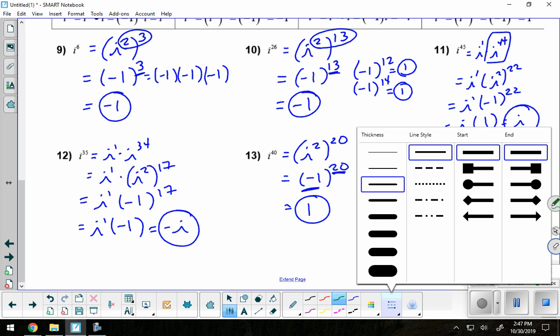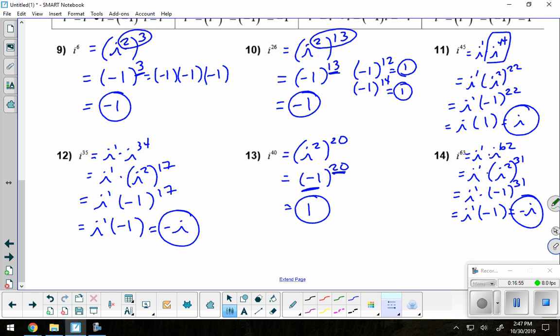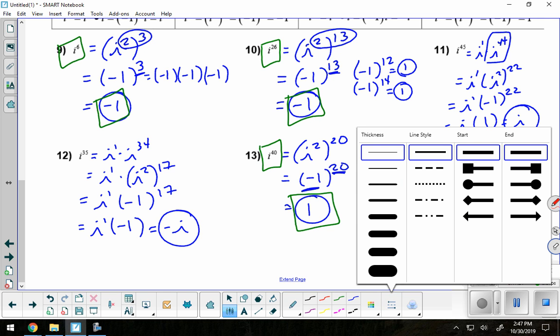Okay, so if you notice, kind of highlight something here. Change my color so you guys can see what I'm talking about. If you notice, if you have an even exponent, look at the types of answers that we got. Even, and then even. Okay, so when you have an even exponent, your answer is either going to be positive 1 or negative 1.